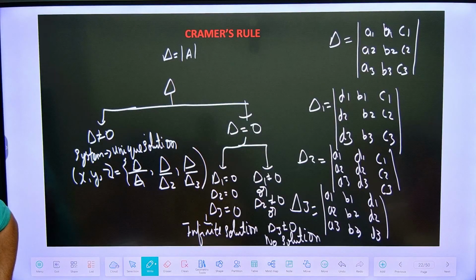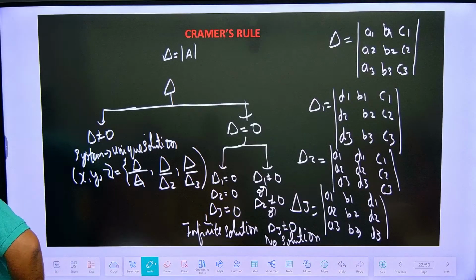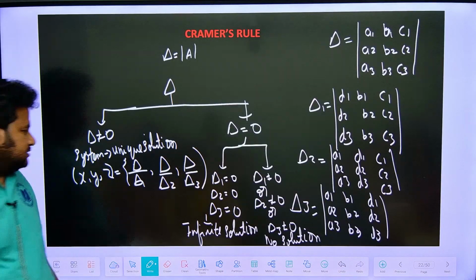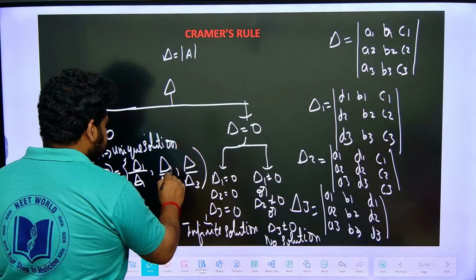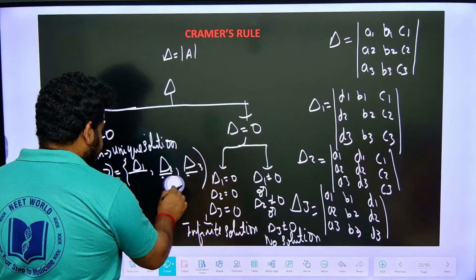Any doubt? What is delta 1 by delta? Just let me check. That is correct, just a mistake here. Delta 1 by delta, delta 2 by delta, delta 3 by delta. Okay, that's it.